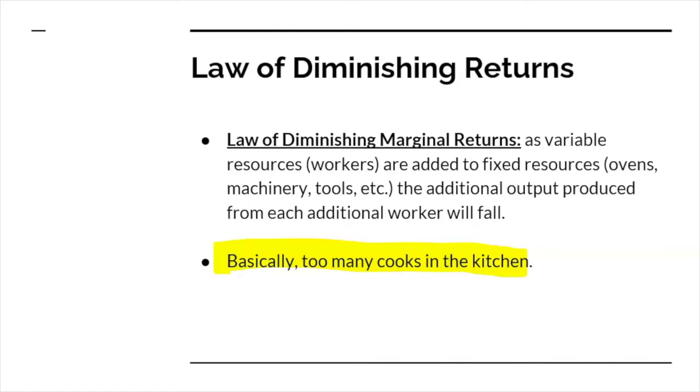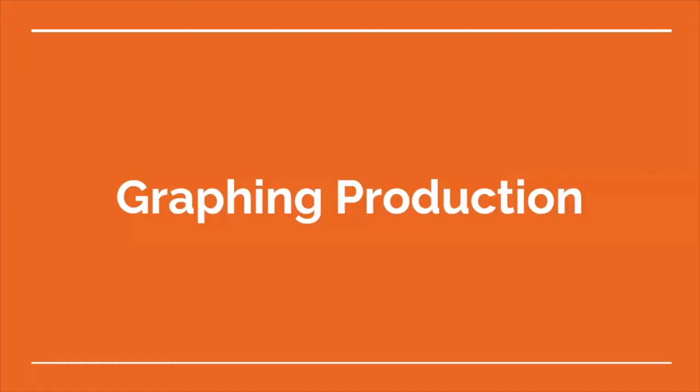So if you run a pizza shop, and let's say you have 100 workers, each of those 100 workers are not going to be efficient. They're going to start to get in each other's way when there's only like 2 ovens in the pizza shop. So yet again, it's just the idea of too many cooks in the kitchen, that as we add more variable resources to fixed resources, the marginal and total product is going to start to fall.